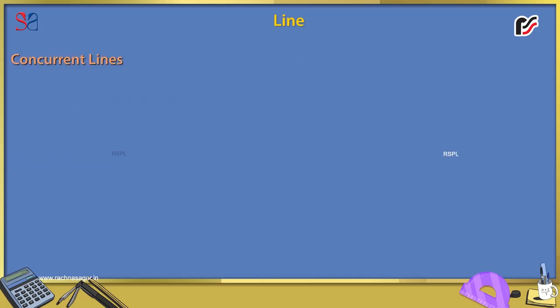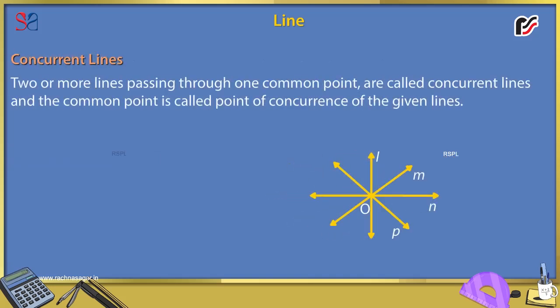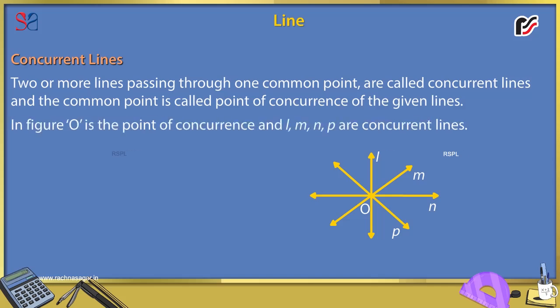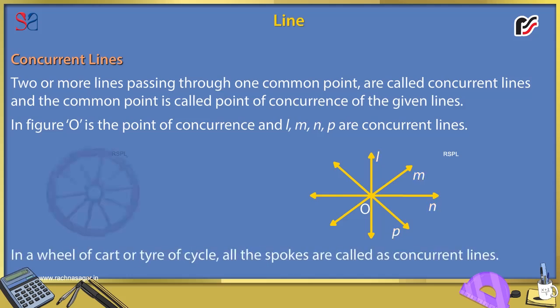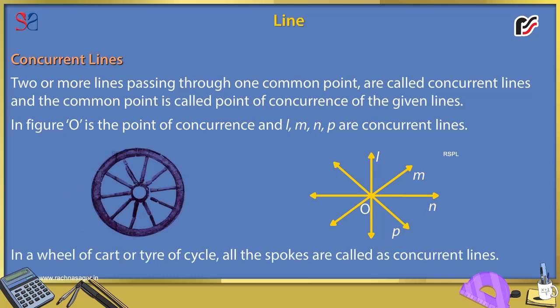Concurrent lines. 2 or more lines passing through one common point are called concurrent lines, and the common point is called the point of concurrence of the given lines. In the figure, O is the point of concurrence and L, M, N, P are concurrent lines. In a wheel of a cart or tire of a cycle, all the spokes are called concurrent lines.